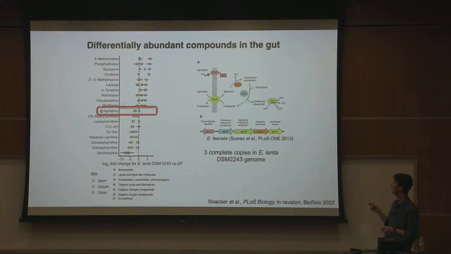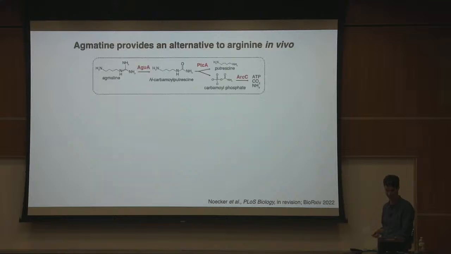This is just the agmatine dihydrolase pathway. Just like arginine, it can get taken up by bacteria and then used to pump out ATP. And we kind of felt foolish that we didn't find this earlier, because if you look in Enterococcus faecalis, for example, there's one cluster of genes for using agmatine. But if you look in the Elenta genome, there are actually three whole copies of this cluster. There are actually more genes for dealing with agmatine than arginine in the Elenta genome. And so we think agmatine provides a nice alternative to arginine in the gut.